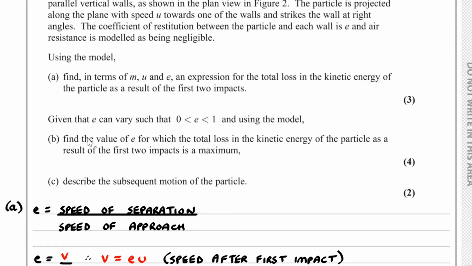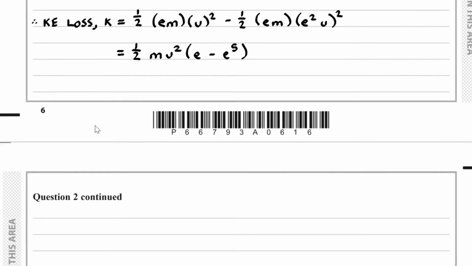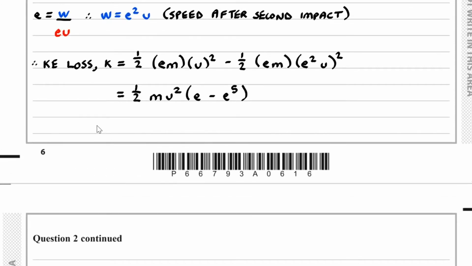Now for part B, given that e can vary such that e is in between 0 and 1, and using the model, we have to find the value of e for which the total loss in kinetic energy of the particle as a result of the first two impacts is a maximum. We're given that e can vary. And so, if e can vary, with this information, we can find out what dK over de is.